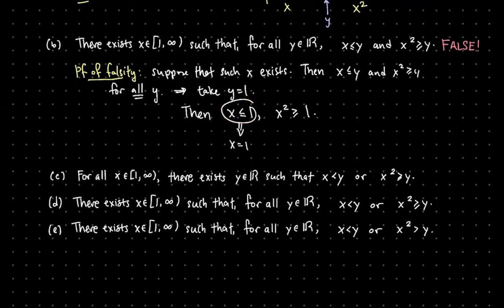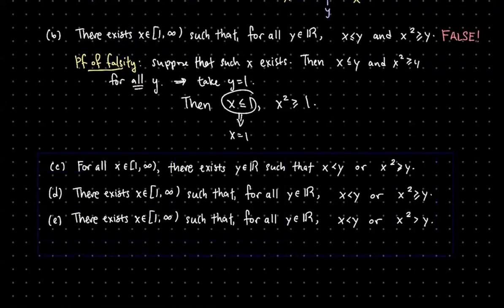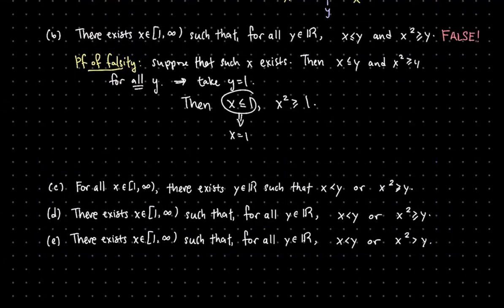But now take y equals 2, say. Then x squared, which is 1 squared, is not greater than or equal to 2. So I've got a contradiction.